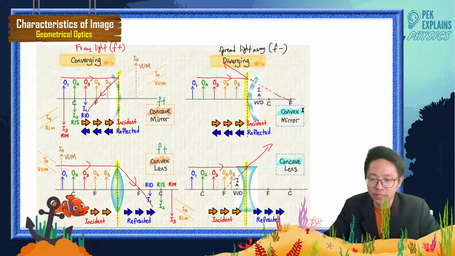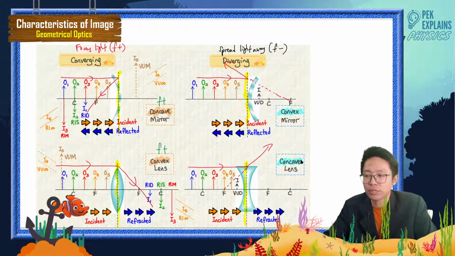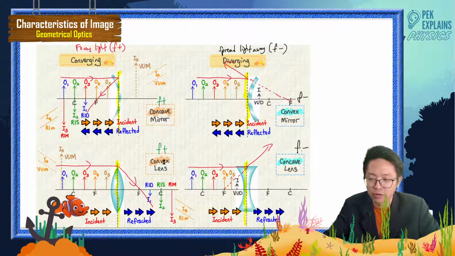Diverging mirror, F negative. Concave lens, it diverges the light away. It won't focus the light, it diverges the light away, so it's a diverging lens, so it's F negative. These two are F negative. Understand? Concave mirror and convex lens, F positive. Convex mirror and concave lens, F negative.